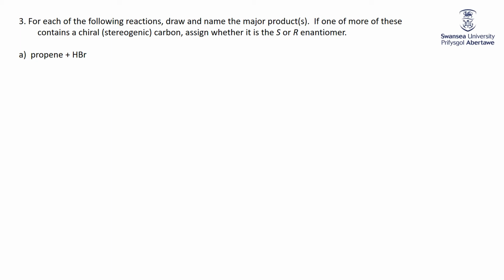So now we're dealing with reactions. Draw and name the major product. If more than one of these contains a chiral stereogenic carbon, assign whether it's S or R. So starting off with propene.